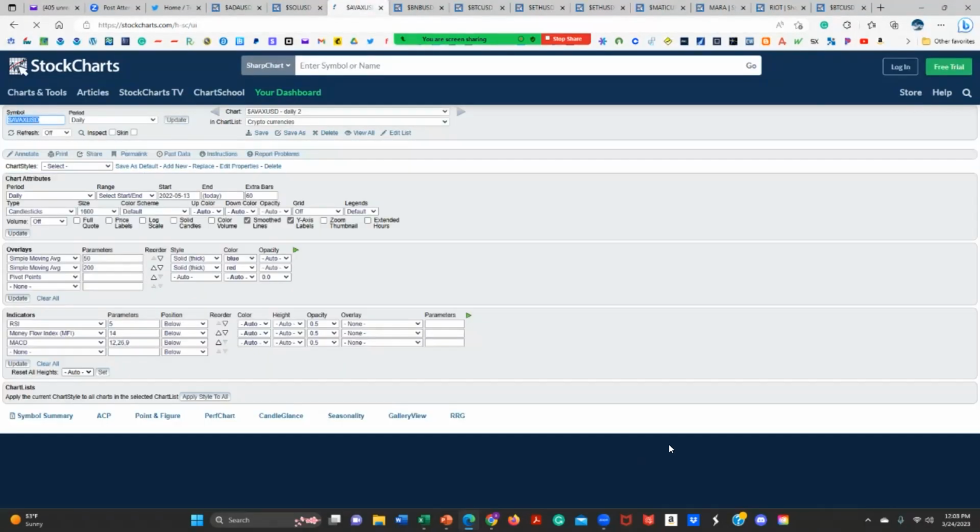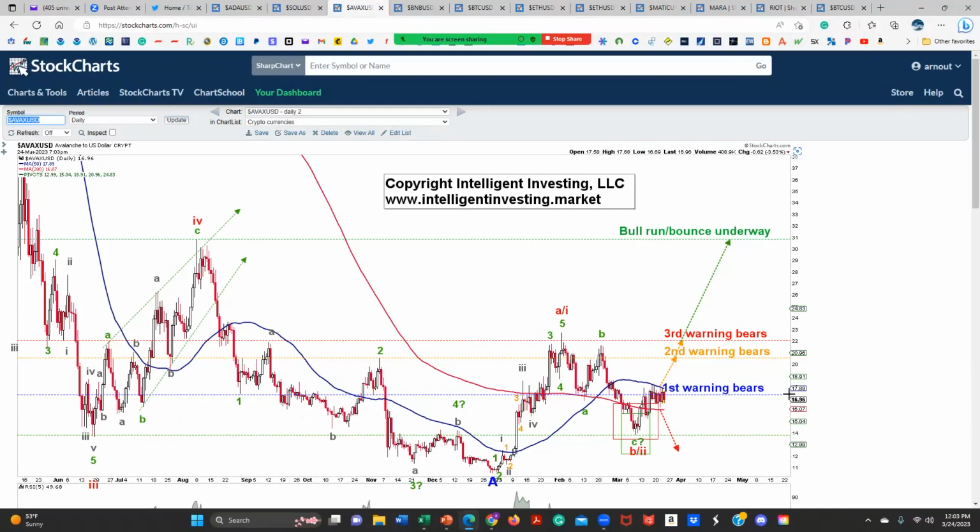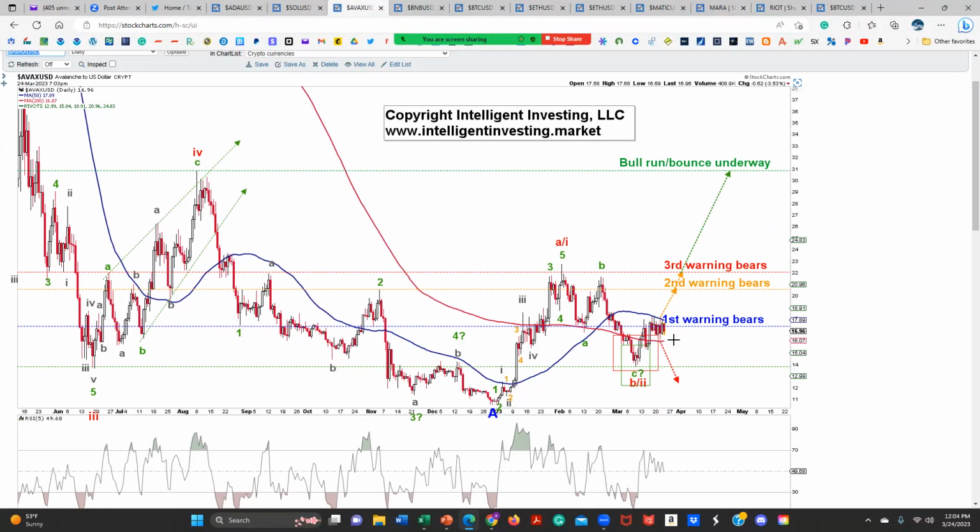Avalanche, nothing to say about this one. We have been stuck here between $18 and $16 for now about 1, 2, 3, 4, 5, 6, 7, 8 trading days or something. So I have nothing to say about this one. Again, we lose the 200-day moving average, we're going to go to $12, $13. We break above the 50-day moving average, we're going to go to 21. Stuck between a rock and a hard place.